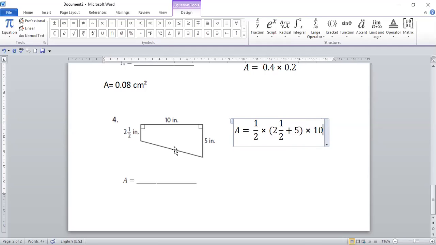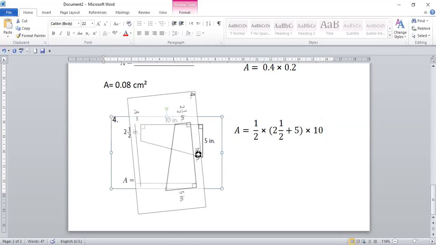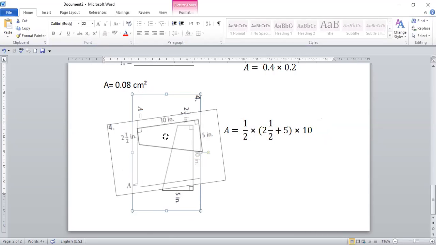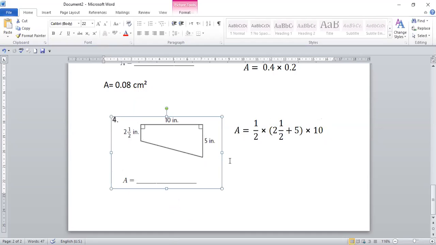Now if you're still confused, I'll just put it back again. So you can see now the height is 10, base 1 is 2.5. You will have to rotate your neck a bit. That's a good exercise for your neck. And base 2 is 5. Okay, so bring the picture back. Fine.